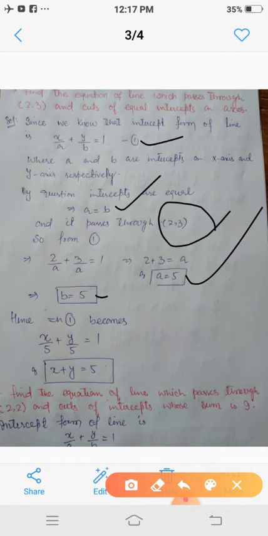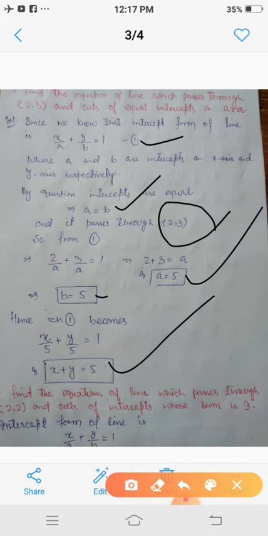Hence by substituting in equation first, we simply get x upon 5 plus y upon 5 equals 1, or x plus y equals 5. So it is the required equation of a line which passes through point (2, 3) and cuts off equal intercepts on axes. Now another problem is find the equation of the line which passes through point (2, 2) and cuts off intercepts whose sum is 9.